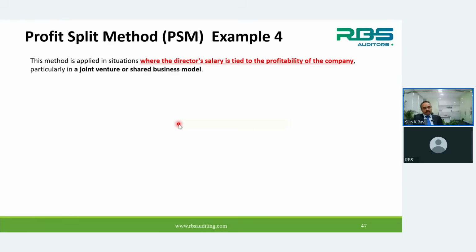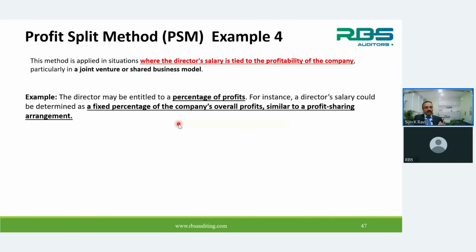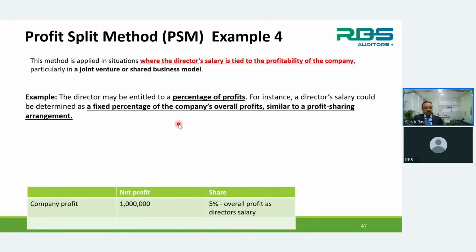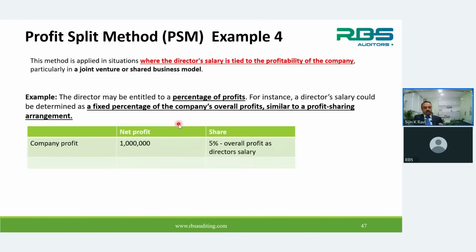Then the profit split method. The profit split method is applied in a situation where the director's salary is tied to the profitability of the company. It is basically a case of a joint venture or shared business model. In that case, the director's salary is based on the profitability, and automatically we can use the profit split method. So the director may be entitled to a percentage of profit. For instance, a director's salary could be a fixed percentage of the company's overall profit, similar to a profit sharing arrangement. In that case, that will be the major criteria. For example, if company profit is 1 million, then 5% of overall profit is the director's salary.